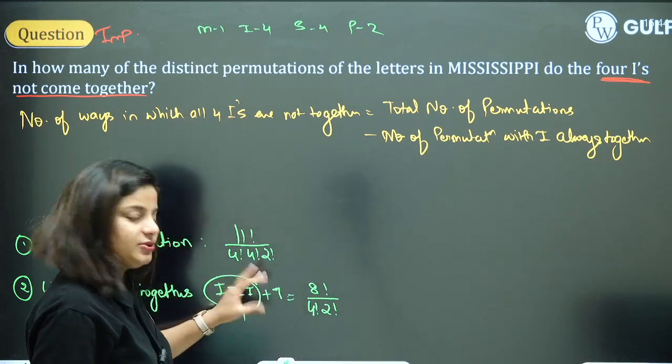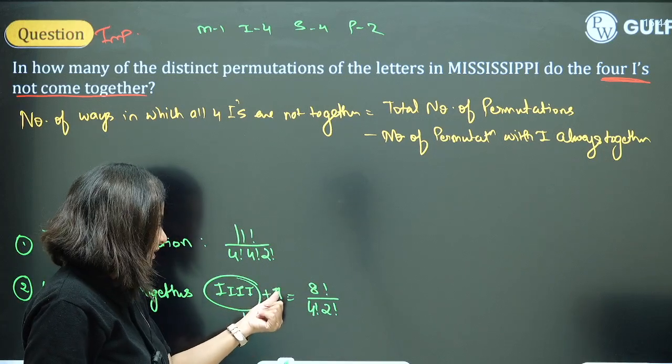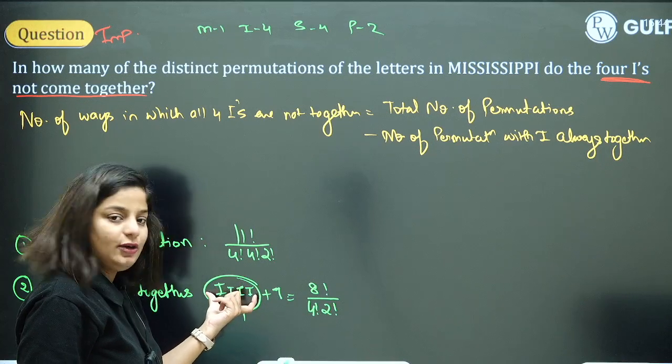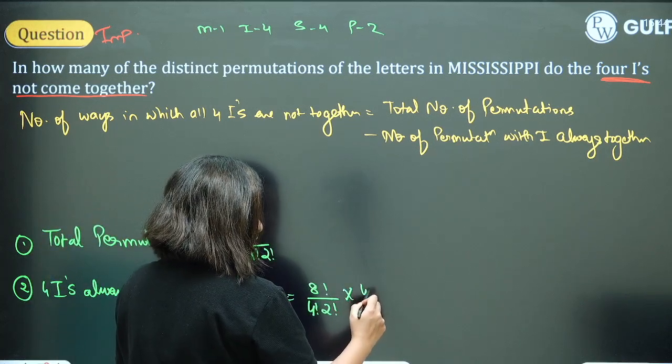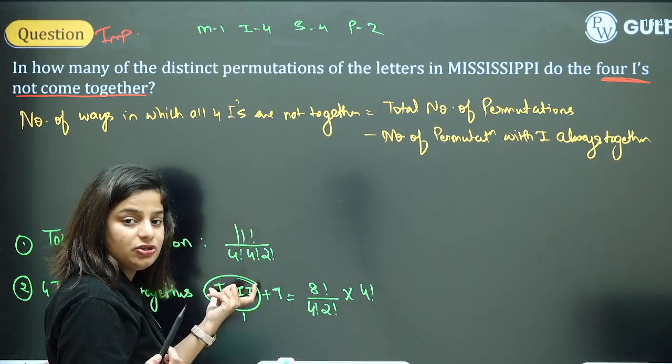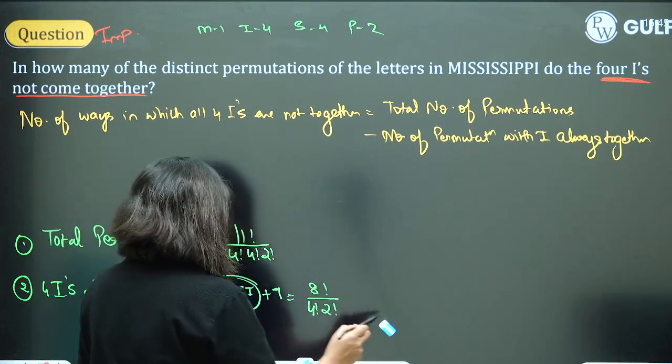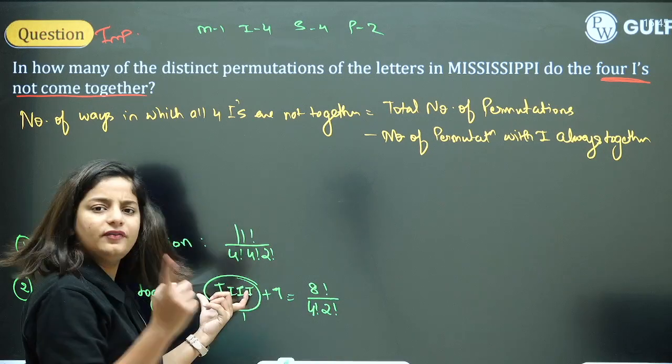So these 8 objects will arrange in 8 factorial ways. Then in these 7 objects there are 4 S and 2 P repeating. In the I objects, will the 4 I's arrange in 4 factorial ways? If you arrange them, then all of them are alike, so divide also. So no need of arranging these 4 I's. No need of arranging it.